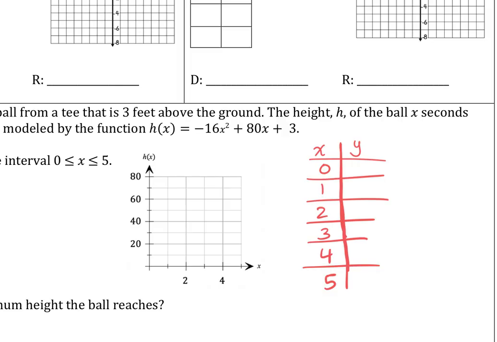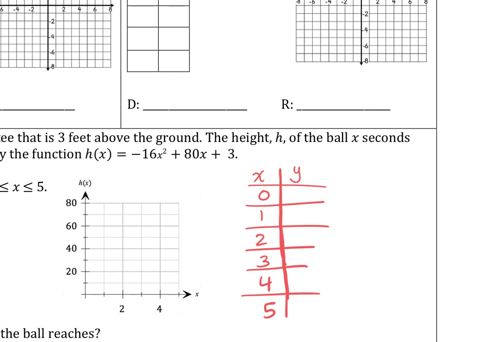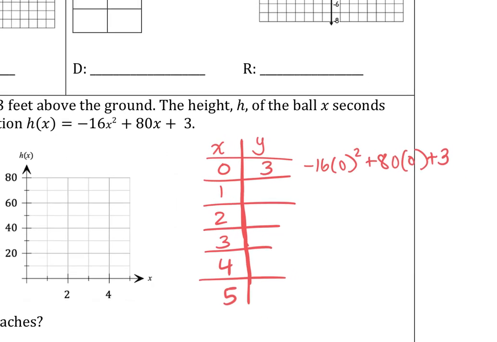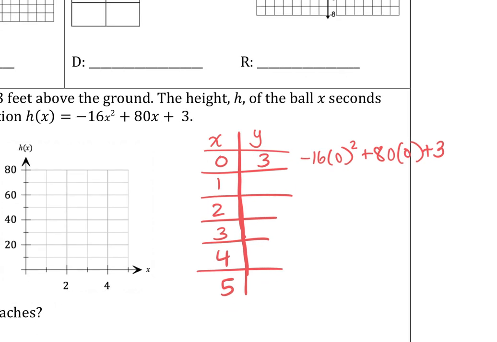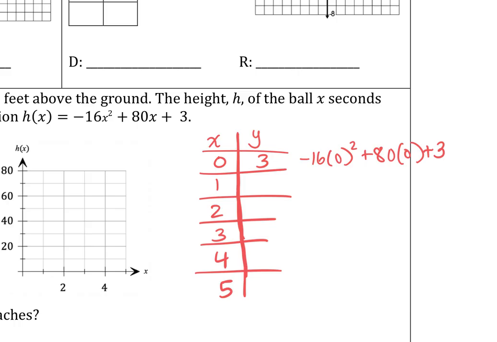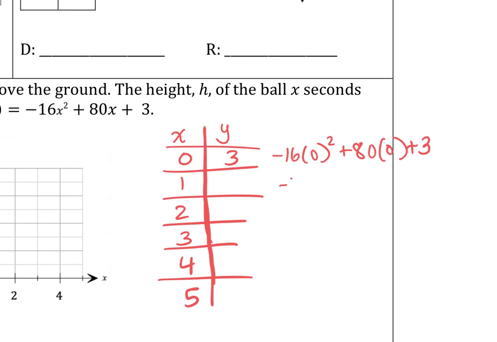So when we are using our function, plugging in 0 will be pretty easy. Negative 16 times 0 squared plus 80 times 0 plus 3 is just going to give us 3. So that's one point on our graph, (0, 3). Now we'll find the next point that it wants us to find, when x equals 1. So plugging in 1.